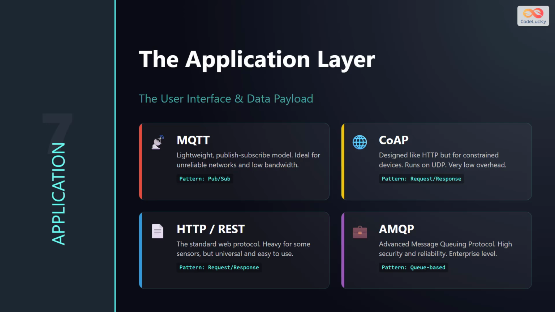Finally, at the top, we have the application layer. This is where the actual data payload lives and where users interact. Protocols like MQTT, CoAP, and HTTP define how data is formatted and exchanged. Whether it's a temperature reading or a command to turn on a light, it happens here.